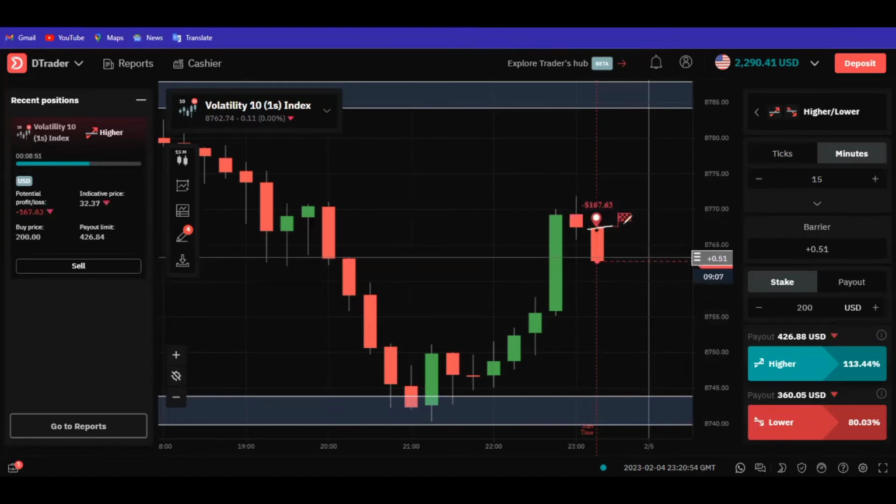Kuna mtu wa forex ameshasell hapa. Stop loss amedunga hapa, na take profit maybe ameweka hapa. So kuna watu wengi sasa wamesell. Hii kitu inawadanganya, ina drop.